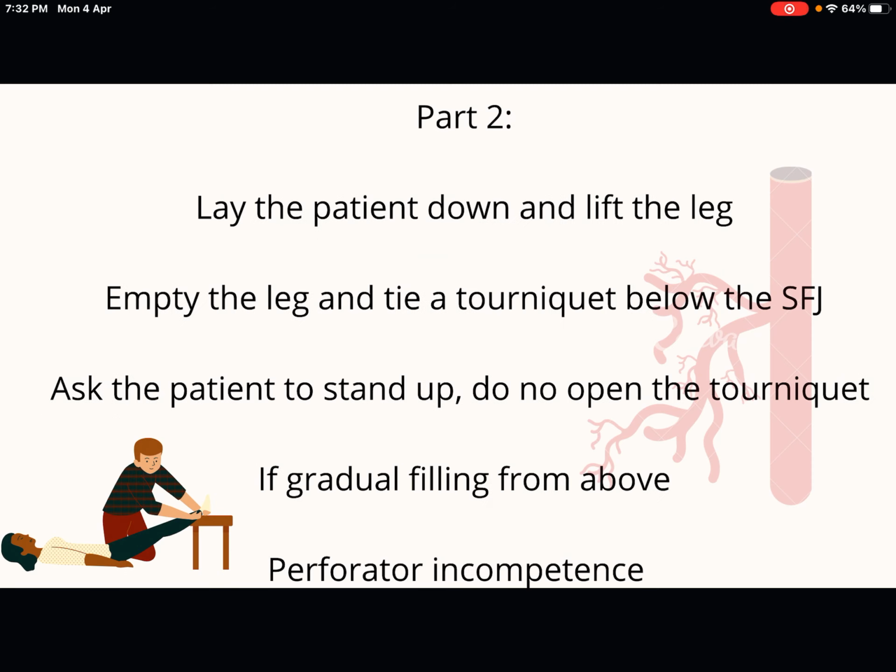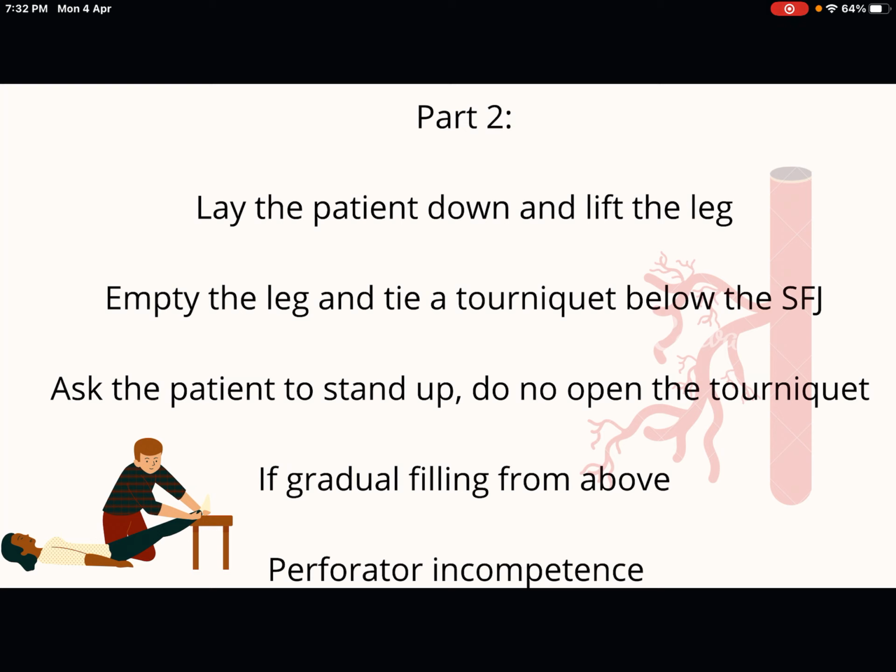Coming to part 2 of the Trendelenburg test. Here also we have to make the patient lie down, lift the leg, and empty the leg. And we have to again tie a tourniquet just below the saphenofemoral junction. Then we will ask the patient to stand up. This time we do not remove the tourniquet.